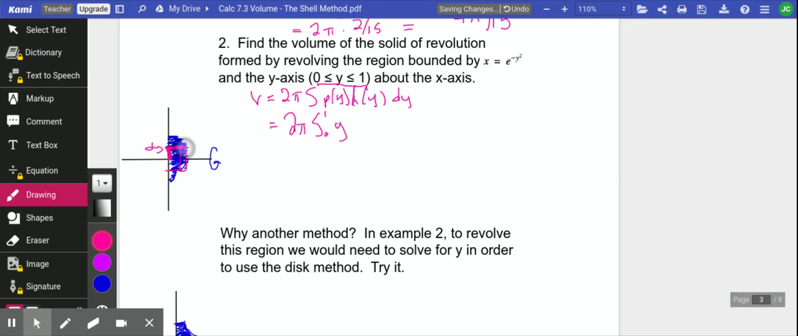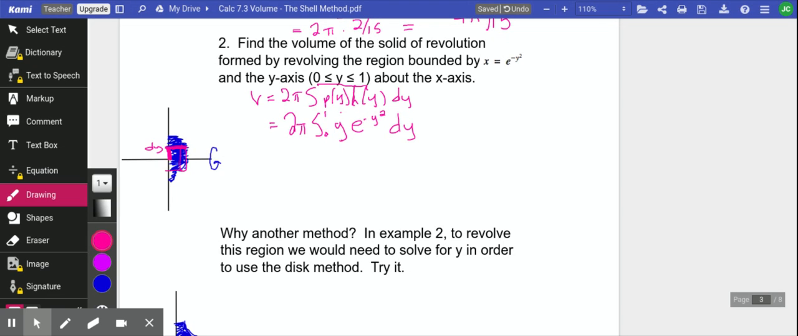And then the height, that's determined by the function. So the height is going to be e to the negative y squared dy. And that's the integral that we've set up that we'll need to evaluate. So this is the hard part. You'll notice that often that radius is just x or y. That is very often, unless you start rotating around lines that are not the x or y axis. We'll deal with that later.